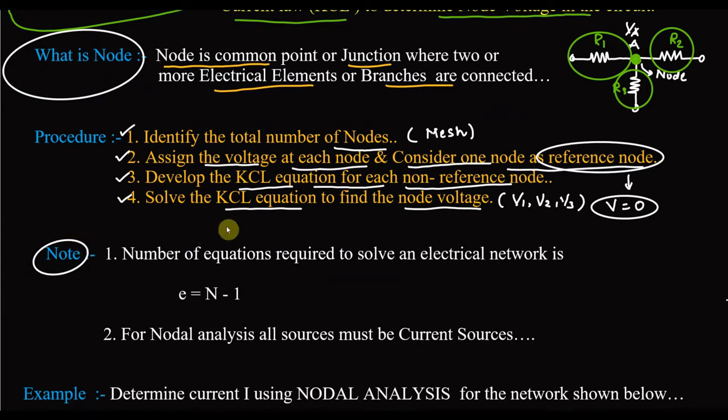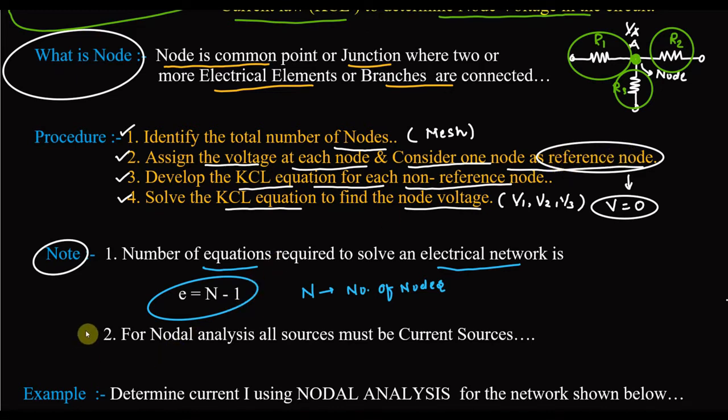The first important point here is that the number of equations required to solve any electrical network can be found by the equation E = n - 1, where E is the number of equations and n is the number of nodes. So if in your circuit there are three nodes, what will be the answer? 3 - 1, so 2. So there are only two equations because one node we have to consider as a reference node.